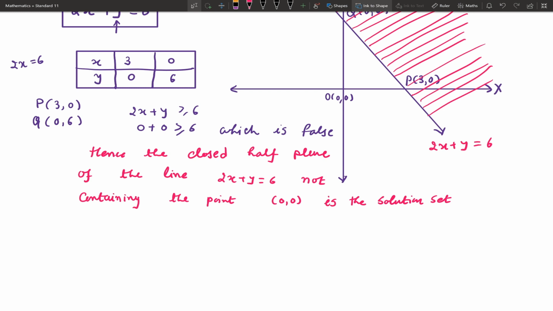In this case, the origin (0, 0) does not satisfy the given inequality, hence the closed upper half of the line 2x plus y equal to 6 will be the solution set. Hence the closed half plane of the line 2x plus y equal to 6, not containing the point (0, 0), is the solution set.